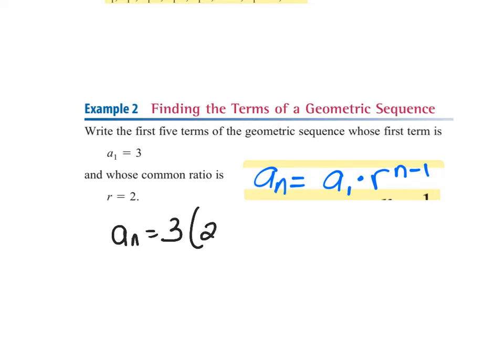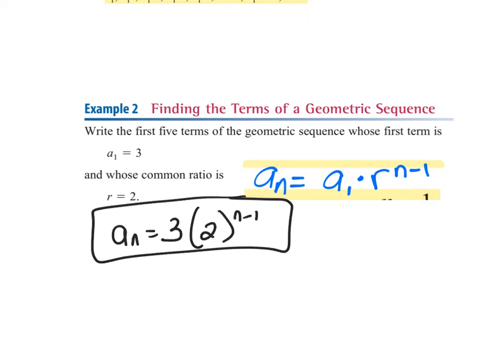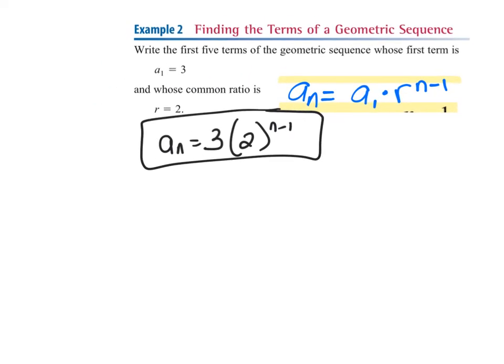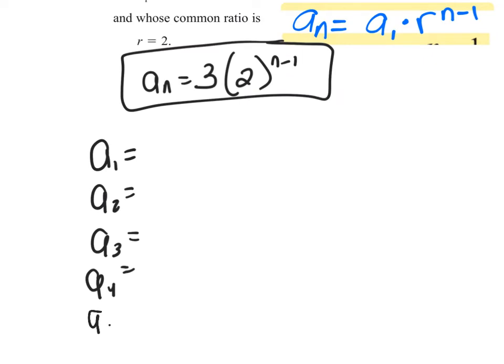2, right? And then n minus 1. That's my rule. So to find the first 5 terms, you would plug in 1, 2, 3, 4, and 5 for n. So to show me that, you would say a sub 1, a sub 2, a sub 3, a sub 4, and a sub 5.